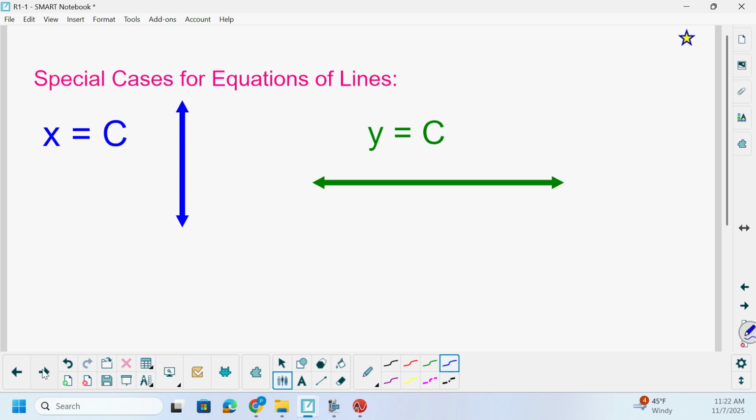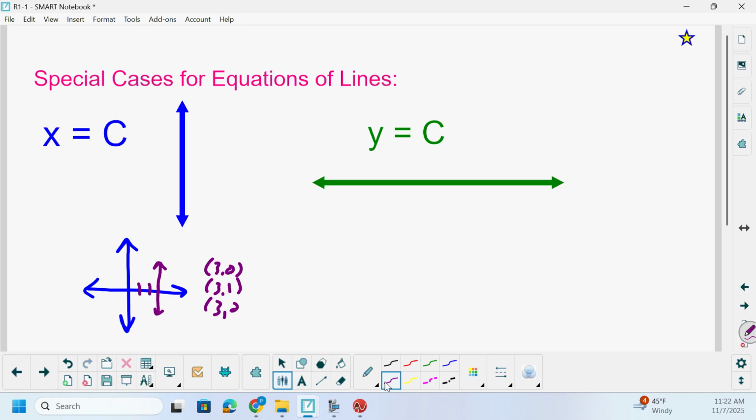There are two special cases for equations of lines, and that's when you have a vertical line and a horizontal line. Vertical lines will always be x equals some number. So let's say we had this vertical line in purple. Some points on this vertical purple line are (3, 0), (3, 1), (3, 2), and so on. Notice they all have in common that the x value is 3. So the equation of this purple line would just be x equals 3. Notice it meets that format, x equals some number.